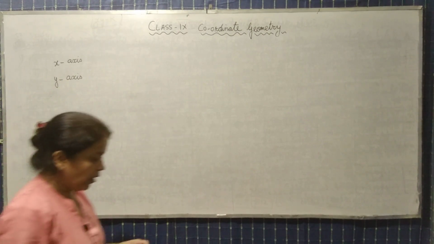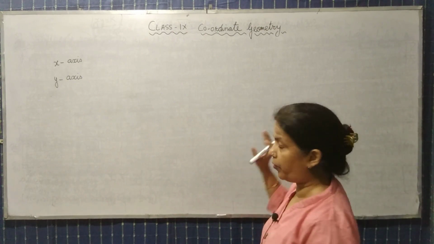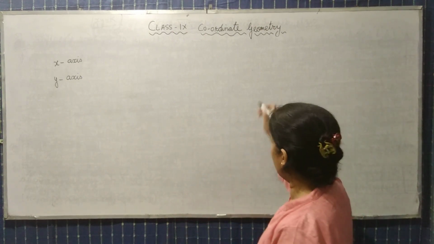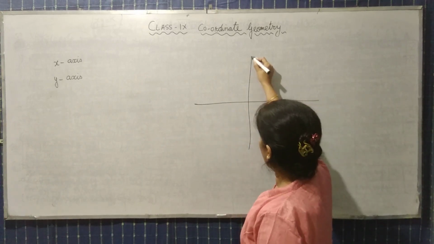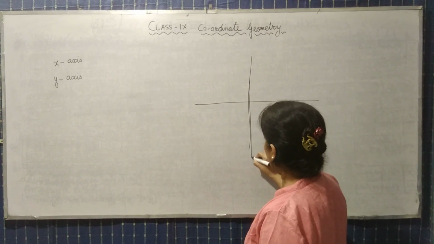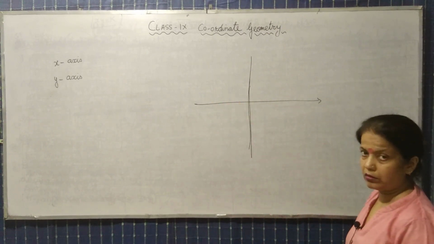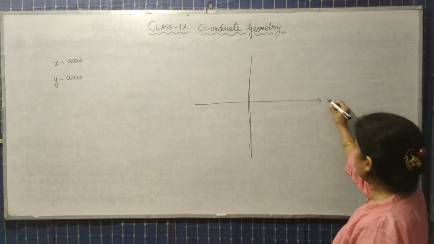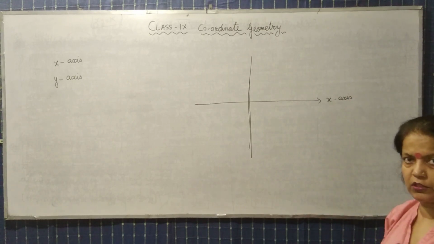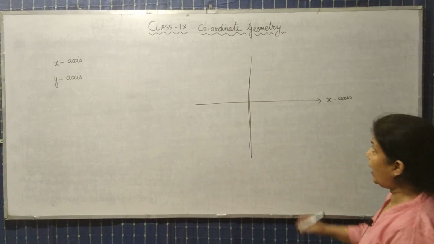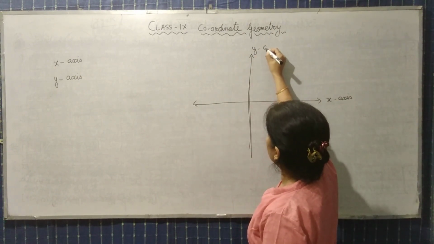ओके, नाउ इन ग्राफ और प्लॉटिंग द पॉइंट्स ऑन द ग्राफ, अगर आप देखेंगे, इफ यू विल प्लॉट द वैल्यूज ऑन द ग्राफ, this line, horizontal line, is x-axis. It is called as x-axis. Okay, and this vertical is y-axis.